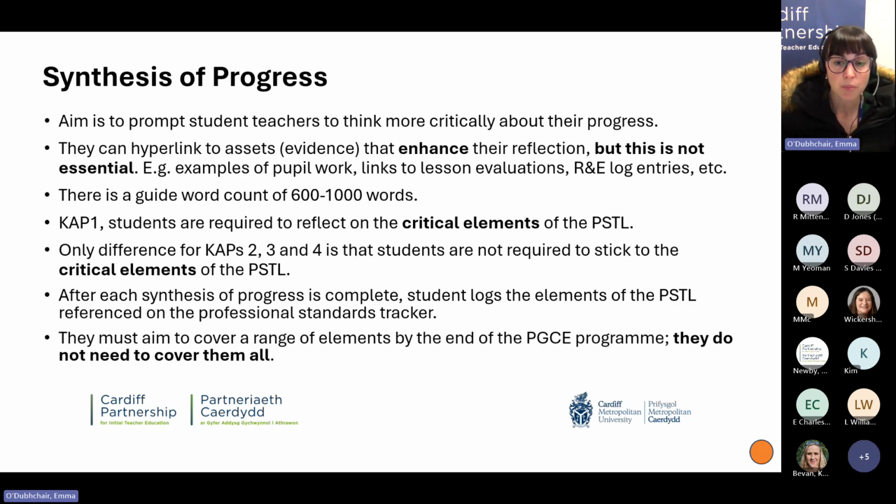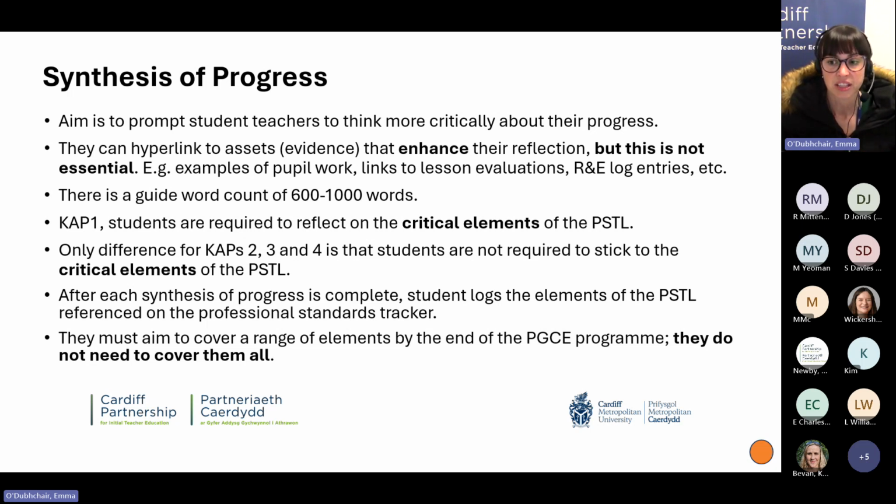The aim is to prompt the student teachers to think more critically about their progress. They're not simply saying what went well and even better if, they're thinking more carefully, more purposefully about the elements of the standards, where they've made progress and why. They can hyperlink throughout the synthesis of progress when they're writing it up to assets or evidence that enhance their reflection. For example, they might make a link to a particular lesson plan where they've planned for something particular. Perhaps it's an assessment strategy that they've used on more than one occasion that's worked particularly well.